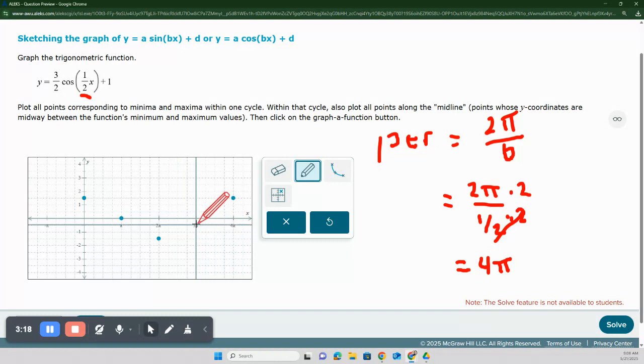That's the very bottom point. Go over 4. Now back at the midline. Over 4. Now I'm at the top. So this would be my wave if I didn't have the plus 1.